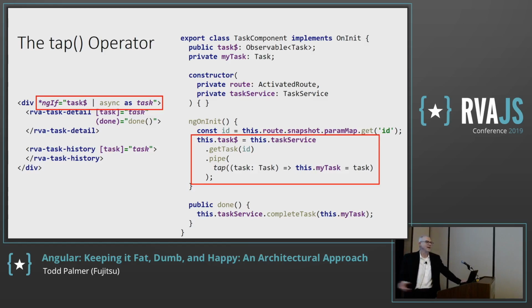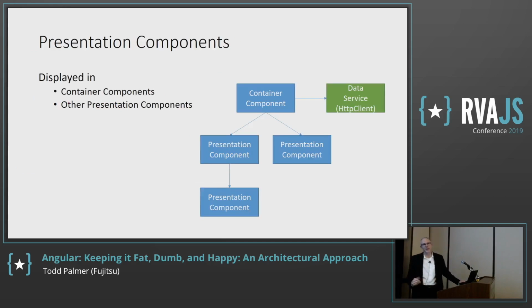So the tap operator basically says, just give me what you have right now in the observable. And so we can just say, this.myTask equals task. And so now that's assigned. And then in this done function, later we can use this.myTask if we need to. Now, this is, I'll admit, a bit of a contrived example because you could actually just pass in the template that task into the done function there. But that messes up my example, so I had to do it this way.